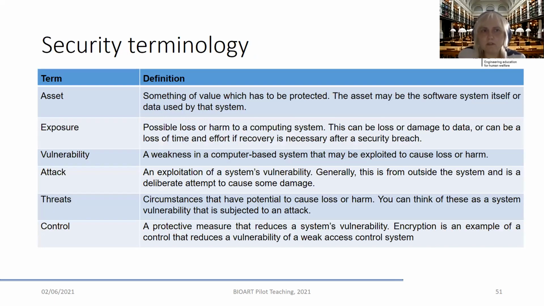When we are talking about security terminology, we usually use such terms as asset, something of value which has to be protected; exposure, the possible loss or harm to a computer system; vulnerability, a weakness in a computer-based system that may be exploited to cause loss or harm; attack, an exploitation of a system's vulnerability; threats, circumstances that have potential to cause loss or harm; and control, a protective measure that reduces the system's vulnerability.